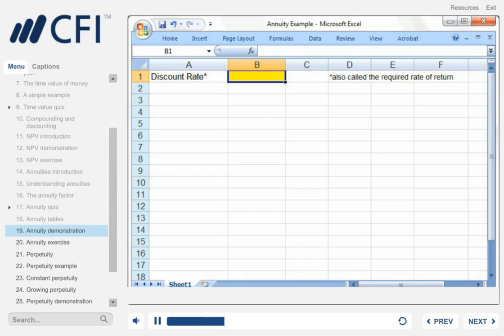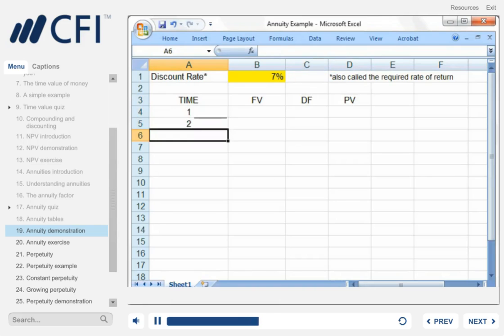To find the present value or the price of this annuity, set up an Excel spreadsheet with the discount rate in cell B1. Set up 4 columns, time, future value, discount factor, and present value respectively. Time will go from 1 to 10.